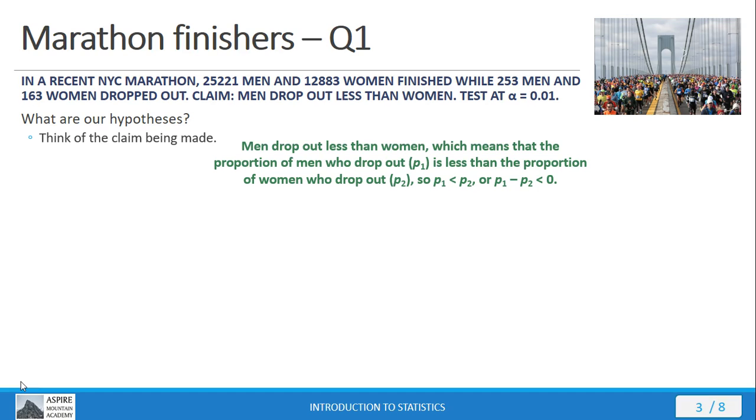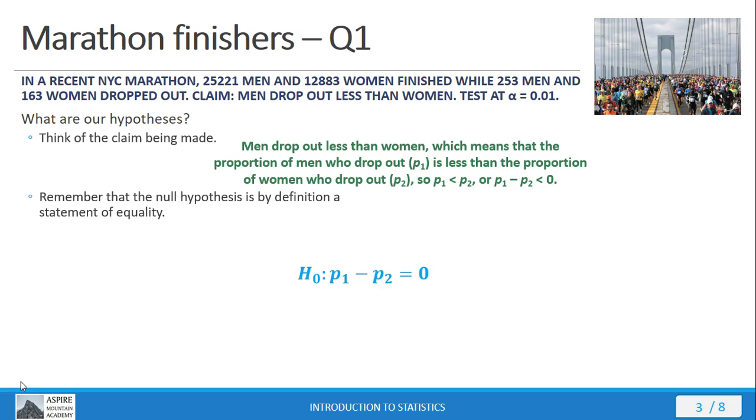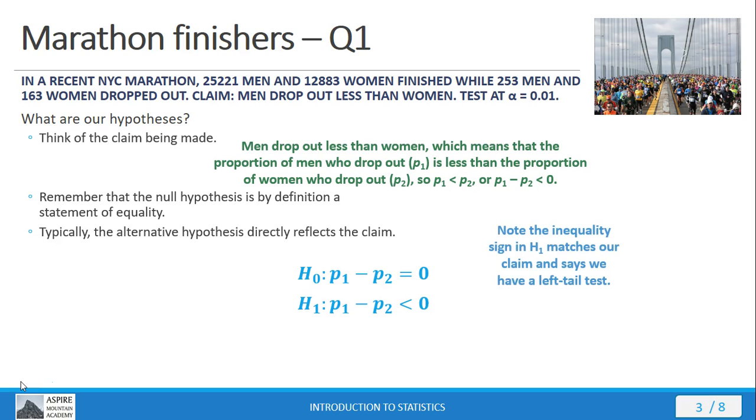That's what's claimed. The null hypothesis, by definition, is a statement of equality. So here we have the null hypothesis written here. And for the alternative hypothesis, typically we take the claim, unless there's some semblance of equality. Here there's no semblance of equality with our claim, so we're just going to adopt that as our alternative hypothesis. And that less than sign is like an arrow pointing to the left, and that indicates that we have a left-tailed test, a one-tailed test on the left.